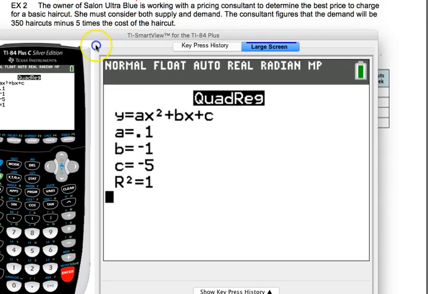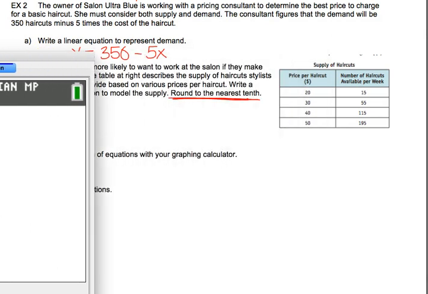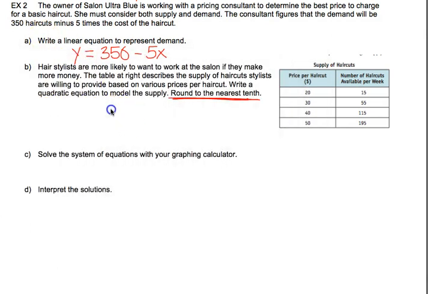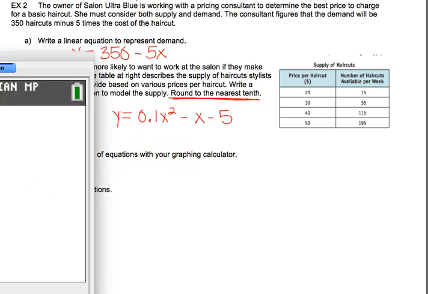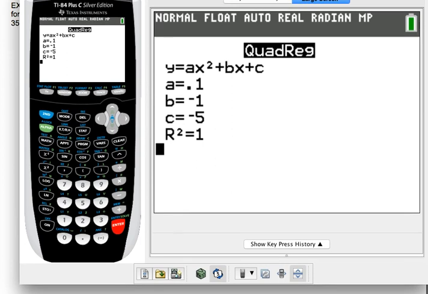Remember, we don't care about the r squared part. So I'm going to go ahead and write this out. Y equals 0.1x squared minus x minus 5. I have rounded to the nearest tenth. This is the supply.